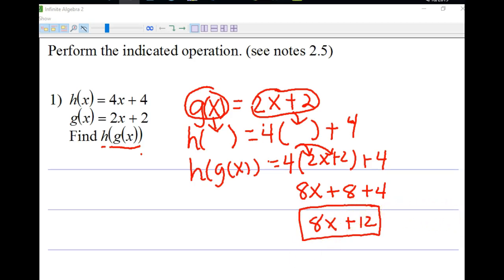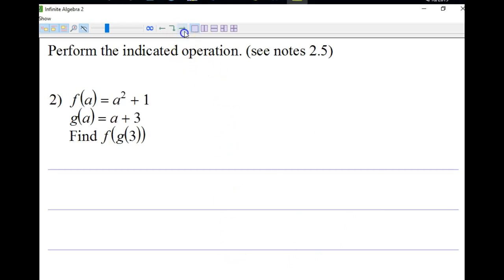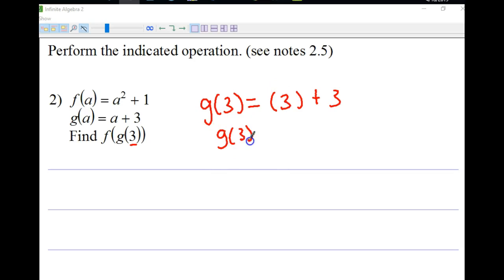All right, let's move on to the next one. We have another one here. So in this case, we're taking our inside function, which is g, but this time we're plugging something into the g function as well. I'm going to be replacing the variable, in this case it's a, with the number 3. So I'm plugging in 3 for a. And what that gives me is g of 3 is 6.